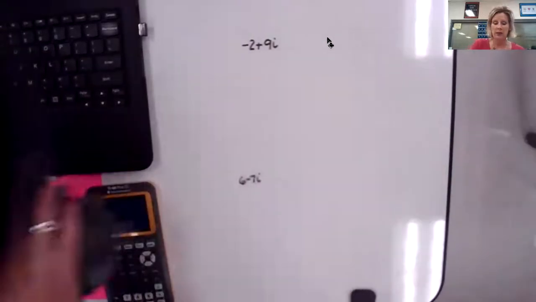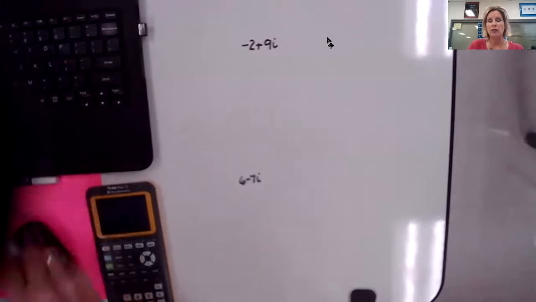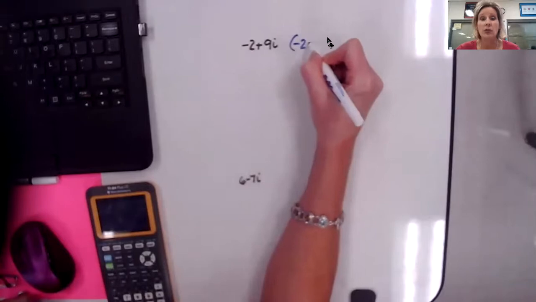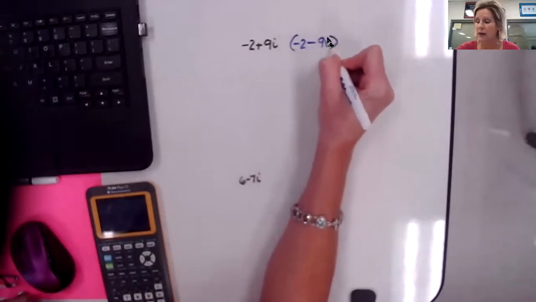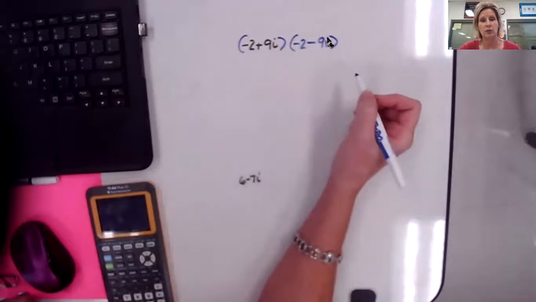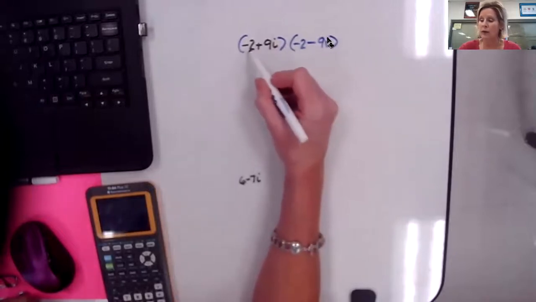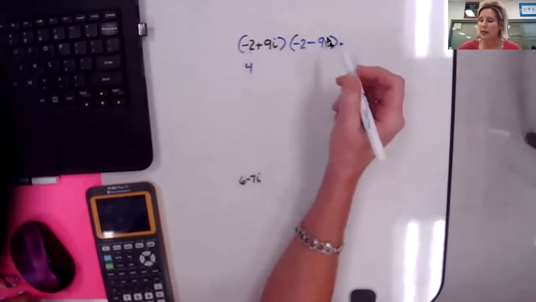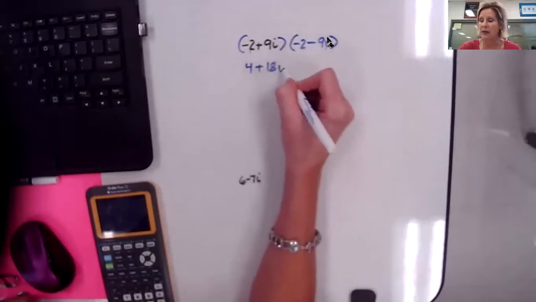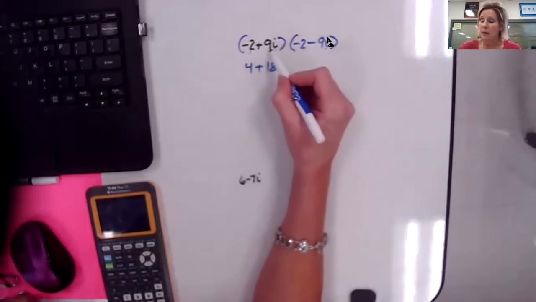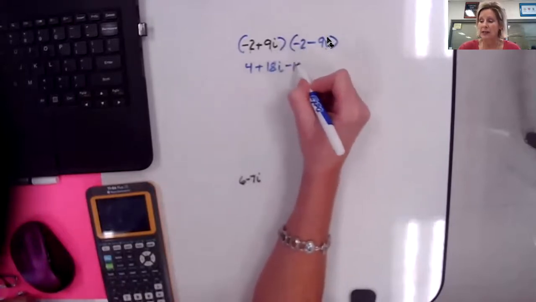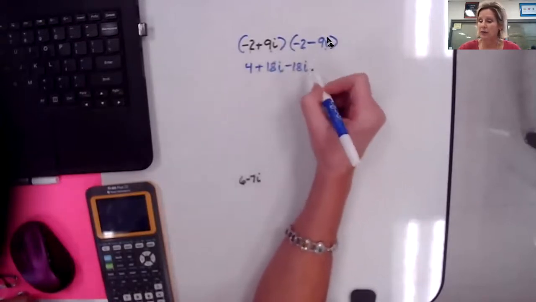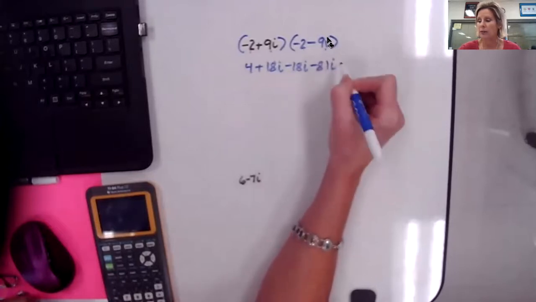So what I'm going to do here is say, well, then negative 2 plus 9i's conjugate is negative 2, and then just go from positive 9i to negative 9i. And it says to multiply those, all right? So when you FOIL, negative 2 times negative 2 is positive 4. Negative 2 times negative 9i is positive 18i. Positive 9i times negative 2 is negative 18i. And last but not least, negative 9i times positive 9i is negative 81i squared.